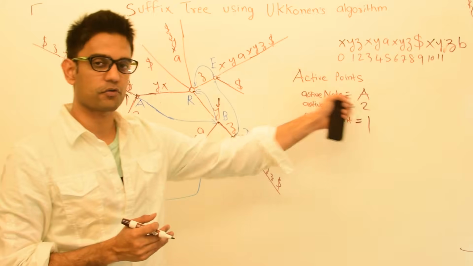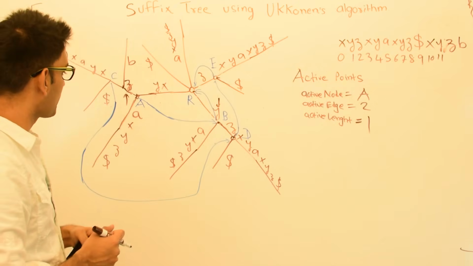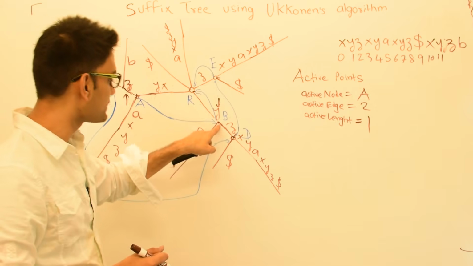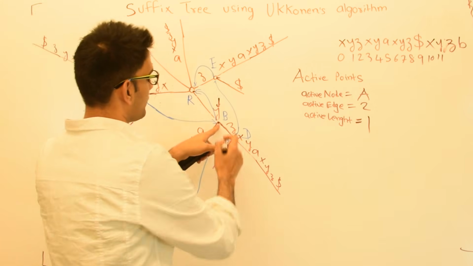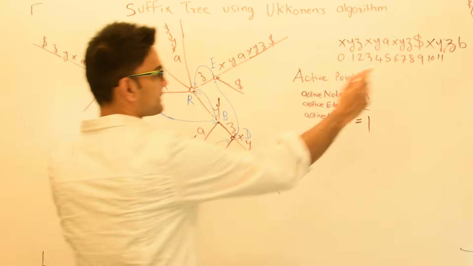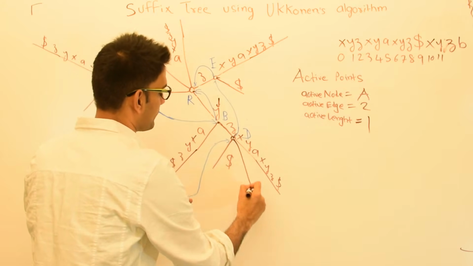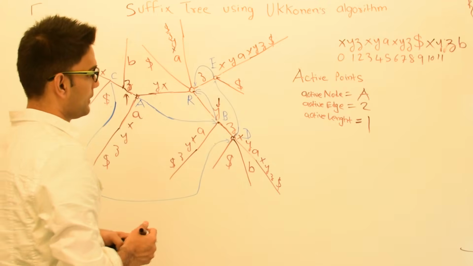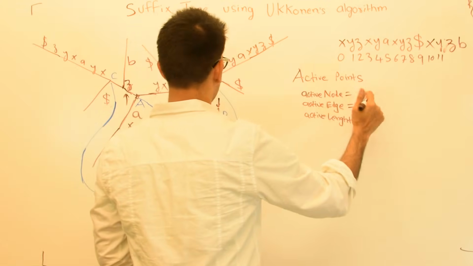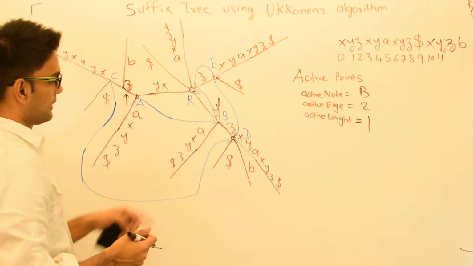Then we check, is the active node root? The active node is not root, it's A. So we follow the suffix link. This is where suffix link comes into the picture. We follow the suffix link, reach this point B, and from B again we go to Z and check, is there a B after this? There is none. So we create a new leaf with path B, and now our active node becomes B, and we do not change active edge or active length.